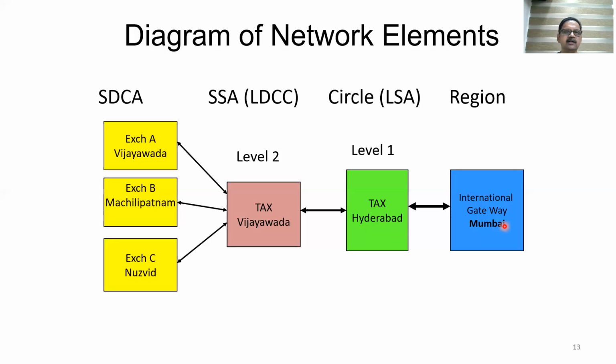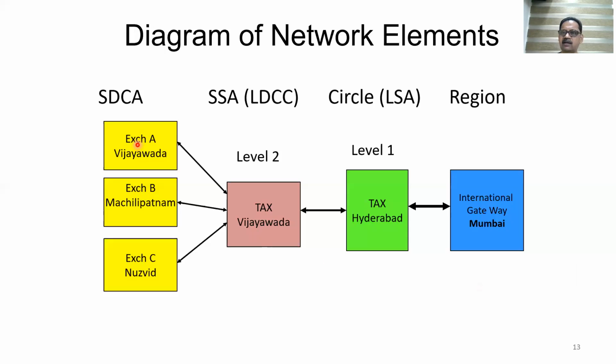So any international call from Vijayawada, say from Vijayawada to some other country, has to pass from the subscriber and its exchange, then to this exchange, and from there to level 2 TAX Vijayawada, then to level 1 TAX Hyderabad, then to the regional center gateway. Say in this example, I have given Mumbai, or it can be Bangalore or Chennai or New Delhi, whatever it is. From there, it has to go to the other country, say for example, one place in the US. Similarly, other arrangements will be there in the other country. So this is how the call flows between source and destination at different levels.